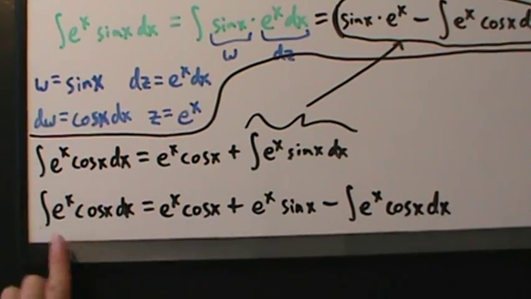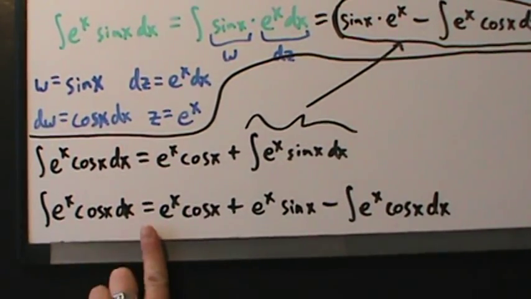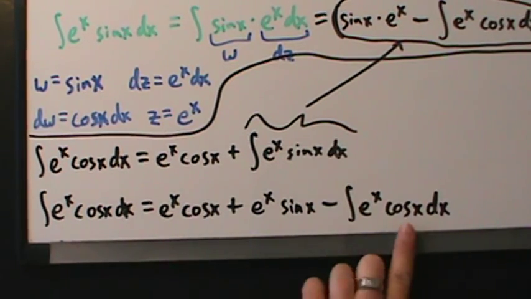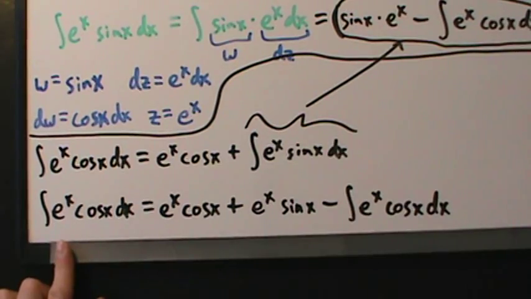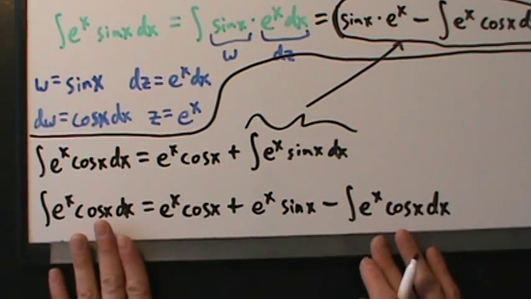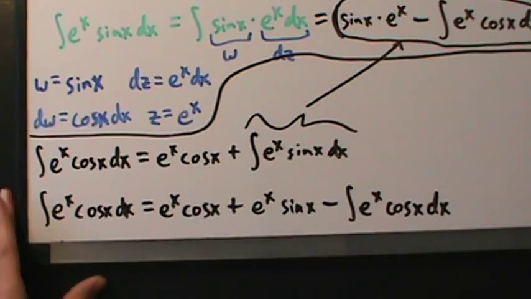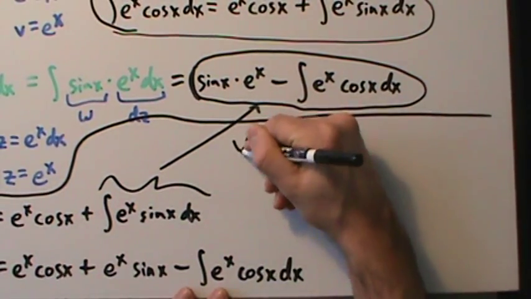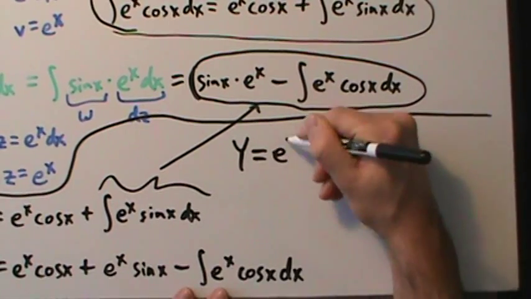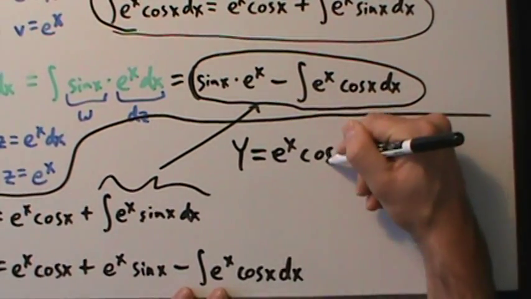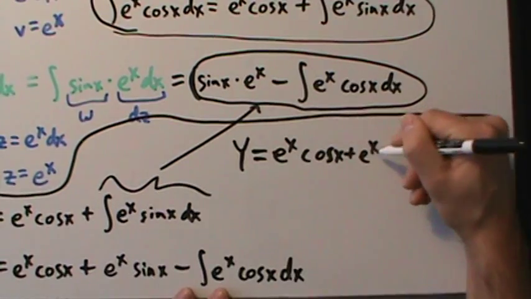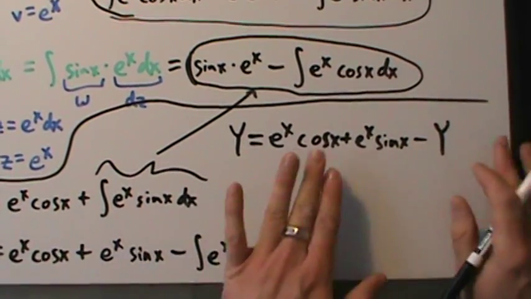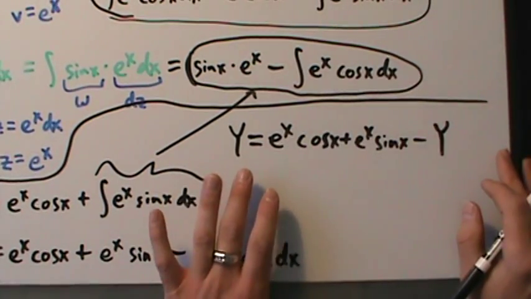So what do we have here? Big ol' integral equals e to the x cosine of x plus e to the x sine of x minus the same big ol' integral, right? So it seems kind of strange. But let's forget about this integral here. What if we had something like this? What if I were to say to you, y equals e to the x cosine of x plus e to the x sine of x minus y. What if I were to give you that equation and ask you to solve for y in terms of x?